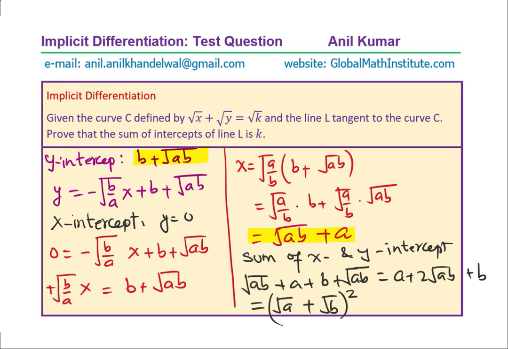And you can see, if the point (a, b) is on this curve, in that case we know that square root of a plus square root of b should be equal to square root of k, correct? So when we square it, we get square root of k whole square, which is equal to k. Perfect. Because square root of a plus square root of b is square root k. Now if you square that, you get k. So hence proved.